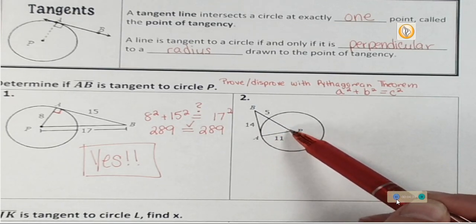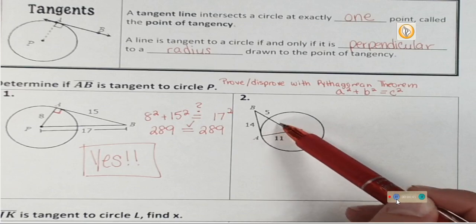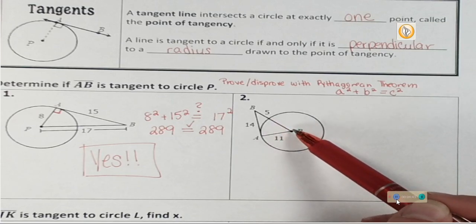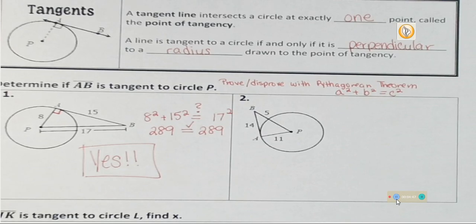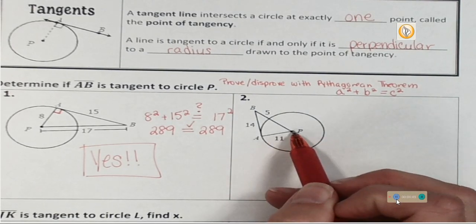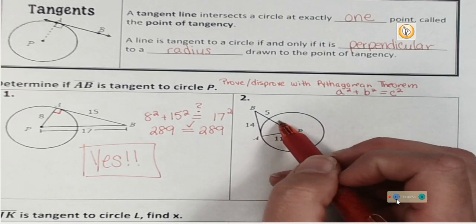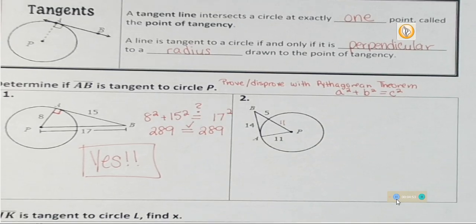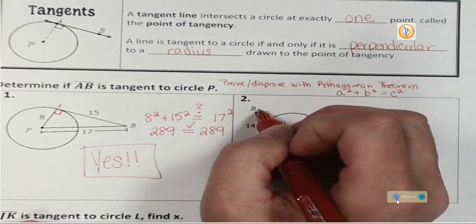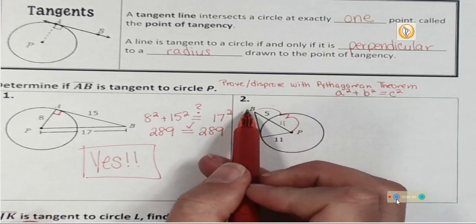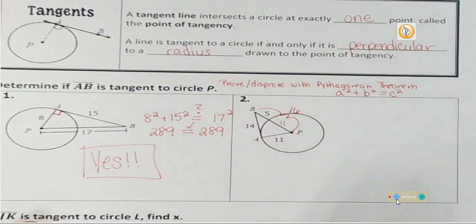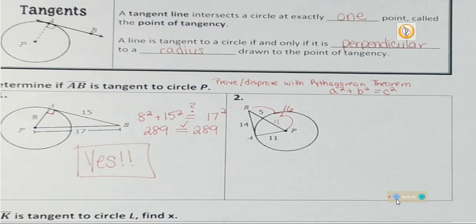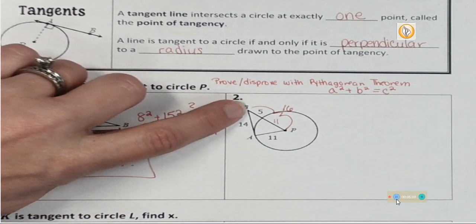What is P to the edge of the circle equal to? Do you see any other radius? 11. Because 11 is the radius here, that means it's the same on any other radius in the entire circle. So, B to P is 5 plus 11, which is how much? 16.